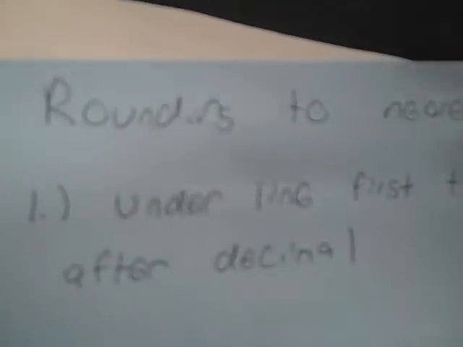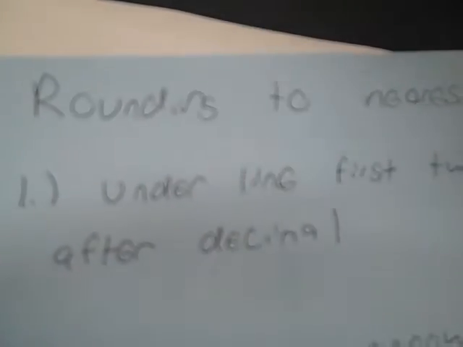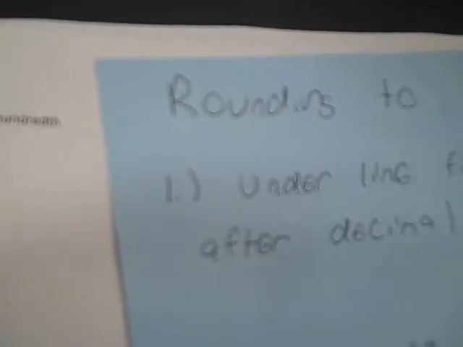Okay, rounding to the nearest hundredth. I'm going to teach this a little bit unconventionally because we're going to deal with a lot of answers. In consumer math, it's a lot of money amounts, and we need our answers to be precise. The way to get precise money amounts is to know how to round to the nearest hundredth. The hundredth's the big deal.